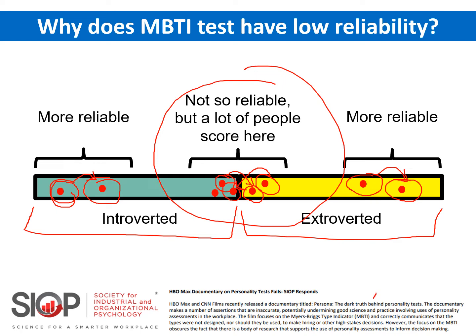This was laid out a little bit in an HBO documentary called Persona: The Dark Truth Behind Personality Tests. This documentary aired a few years ago, and the Society for Industrial and Organizational Psychology actually responded to it. They basically said, we are in agreement here that there are issues with the Myers-Briggs, and academic researchers have recognized concerns with the Myers-Briggs for a long time. We still teach it in our classes because when you get into industry, you're going to be using it, or you're going to work for companies that use it. So it's important that you understand the limitations of this test, and that's why I talk about it in my classes. But by no means am I advocating for its use in selection processes.